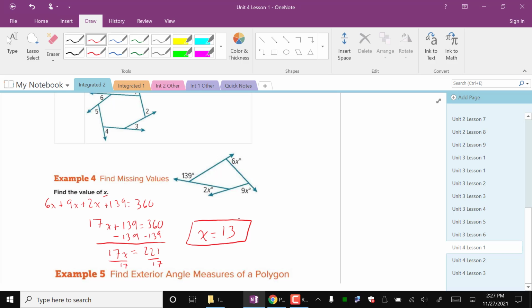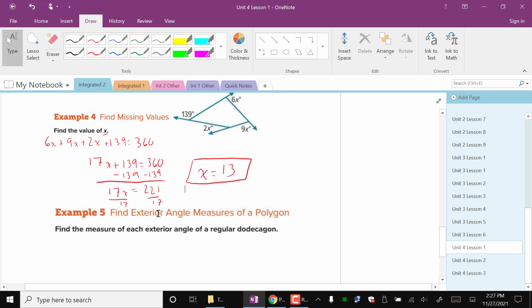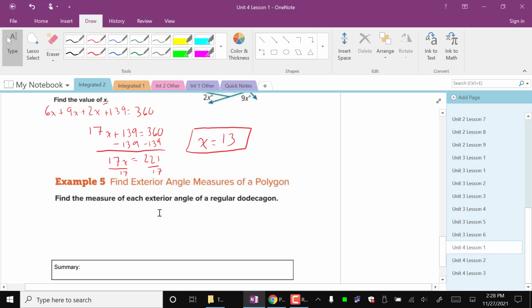And let's take a look at our last example, example 5. It says find the exterior angle measure of the polygon. So find the measure of each exterior angle of a regular dodecagon. A dodecagon is a 12-sided figure. So this is going to give me 12n equals 360. Divide by 12. I get n equals 30.